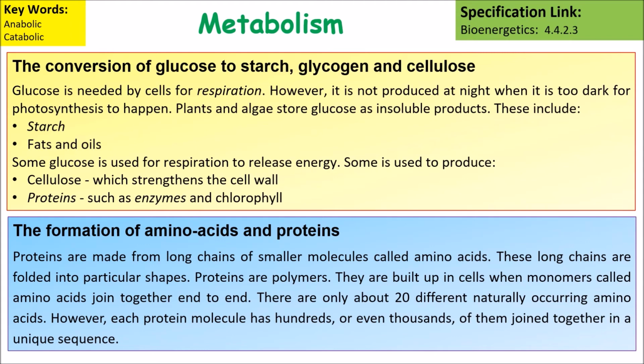Proteins are made from long chains of smaller molecules called amino acids. These long chains are folded into particular shapes. Proteins are polymers. They're built up in cells when monomers called amino acids are joined together.